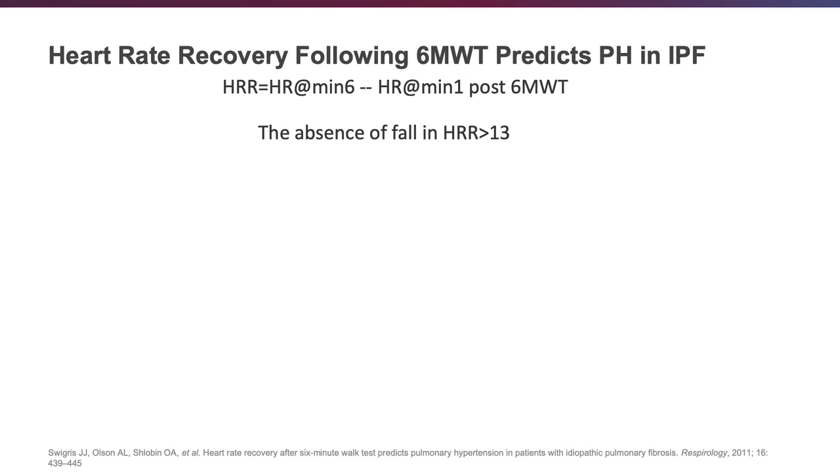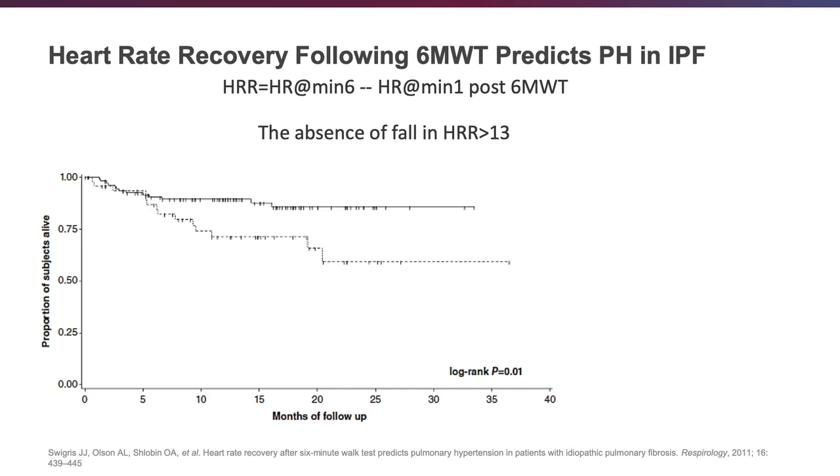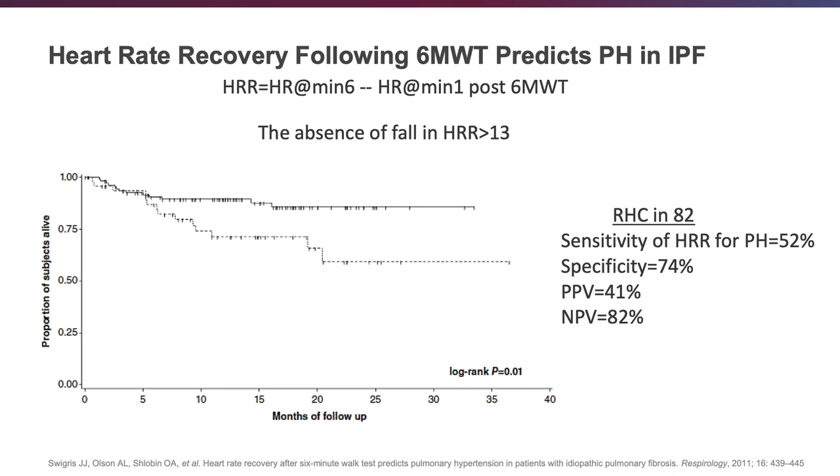And what the study showed is that the absence of fall in the heart rate more than 13, so if patients are unable to bring their heart rate down quickly enough, so by 13 beats in that 1 minute, is associated with both decreased survival and presence of pulmonary hypertension. So that's something that we quite commonly use in our practice.